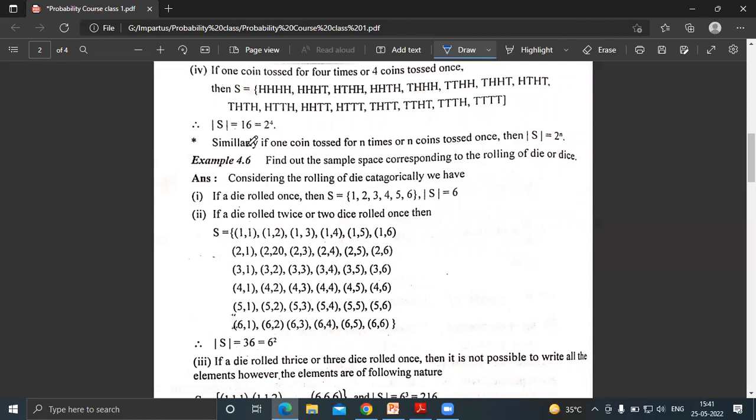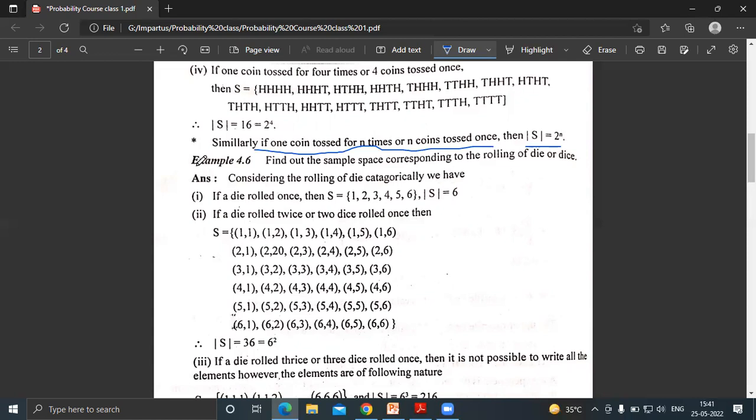So if you want to write it for the nth time, say if we toss a coin 120 times, what will be its sample space cardinality? It's simply by using this formula. Similarly, if one coin is tossed n times or n coins are tossed once, the sample space cardinality is 2 to the power n. So if we toss a coin 120 times, the sample space cardinality is 2 to the power 120.